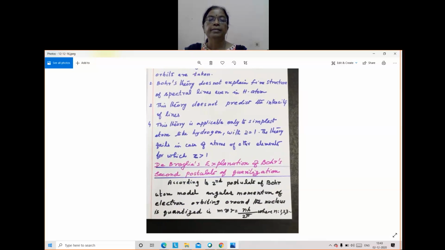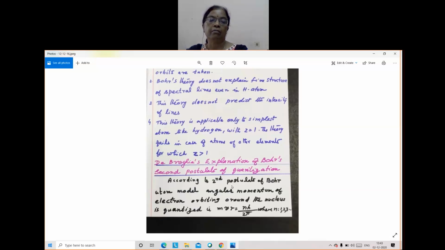Then it is applicable only to simplest atoms like hydrogen, then doubly ionized helium, like some elements. The atomic number 1 only. Like that examples are there.